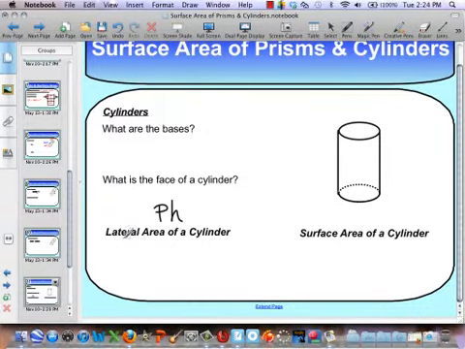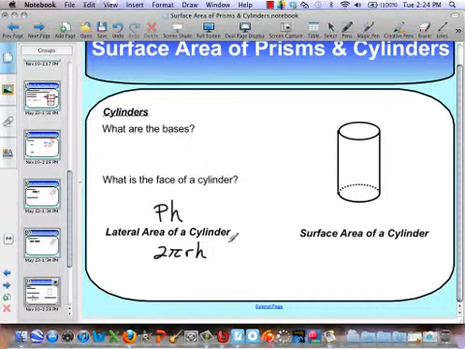So therefore, if you're dealing with the lateral area of a cylinder, it's 2 pi r h. So it looks completely different, but it really is the same formula. We just adapted it because it's a circle rather than a prism. Now, the only difference between lateral area and the surface area is we added the area of the two bases, right?